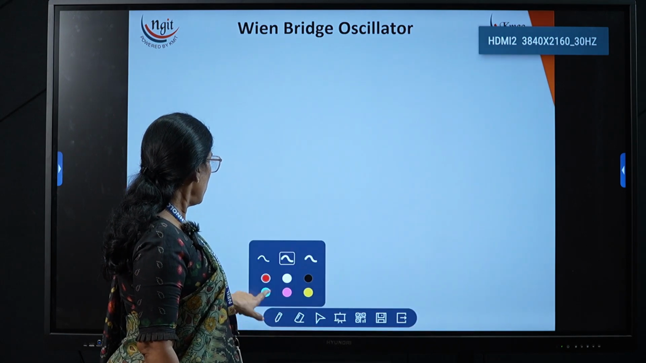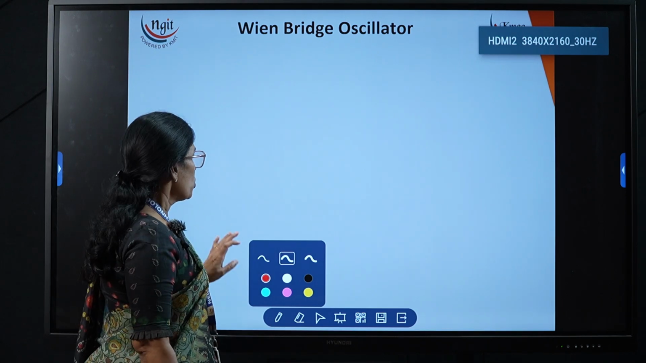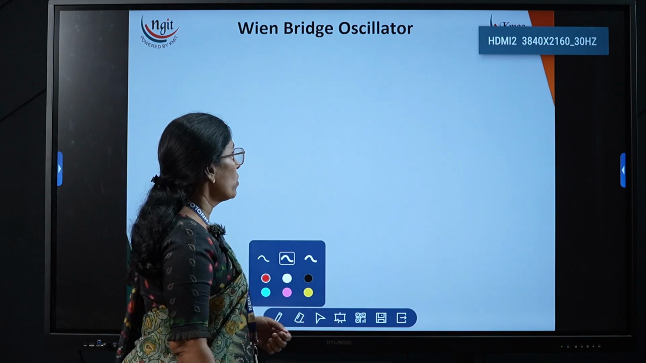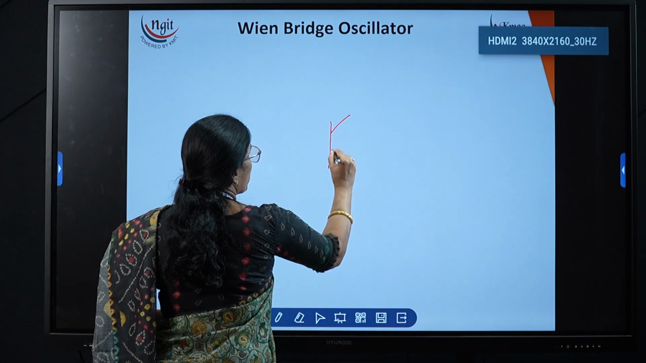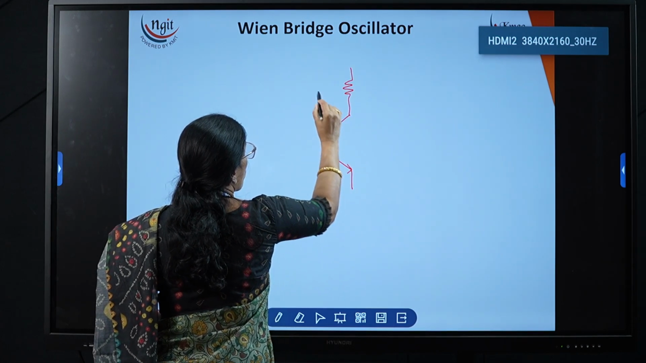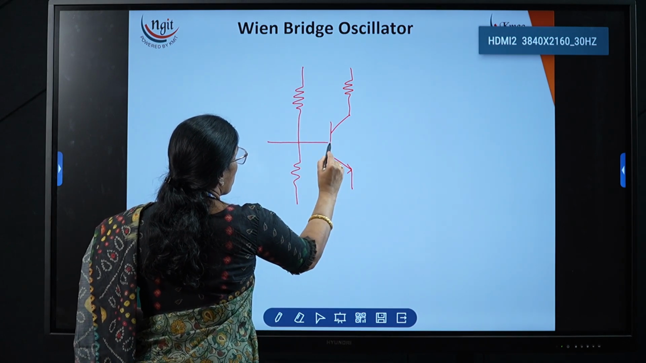Now in a Wien bridge oscillator, here we are using one bridge. A bridge itself is not generating any phase. So that's why we need to use two amplifier circuits. One CE produces 180 degrees and one more CE produces one more 180 degrees. Why? Because the bridge is not producing any phase difference.